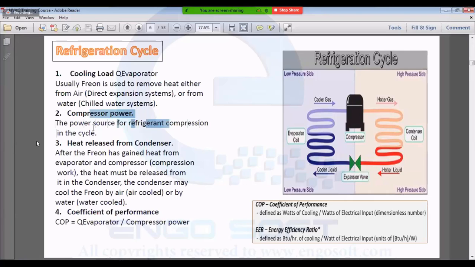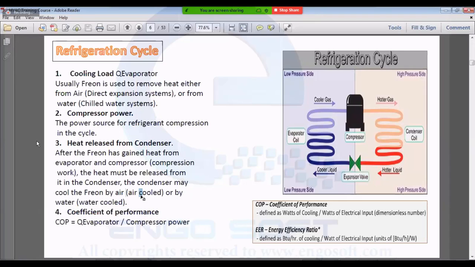So now the heat released from the condenser. After the Freon has gained heat from the evaporator and the compressor, the heat must be released. So the condenser is cooling the Freon, right? We have two methods of cooling. We can cool by air or by water. By air is called air-cooled condenser. By water is called water-cooled condenser.